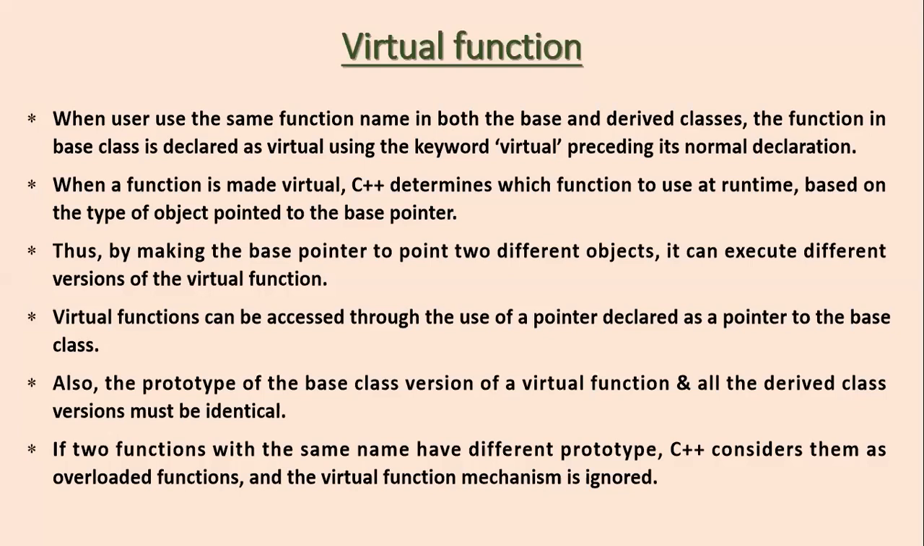Now, in the starting only, we have learned that there are two types of polymorphism: first is compile time and second is runtime. In compile time, there are two types that we have already learned, that is function overloading and operator overloading. Now in runtime, there is the virtual function. Why is it called runtime polymorphism? Because the same function is available in the base class as well as in the derived class, so which function is to be executed will be decided at runtime. That's why it is called runtime polymorphism.